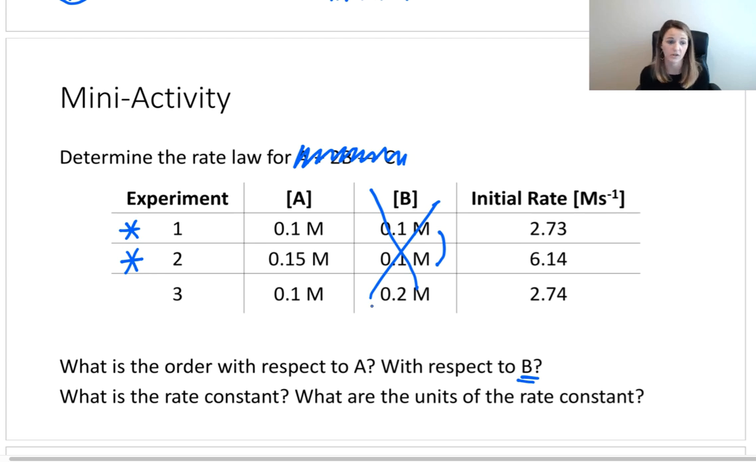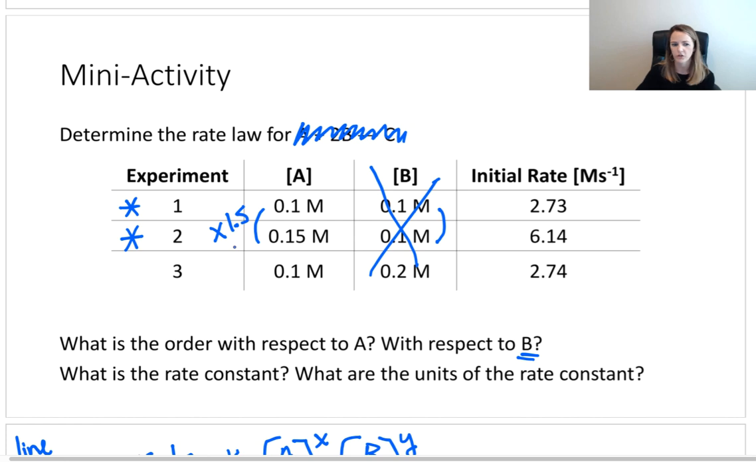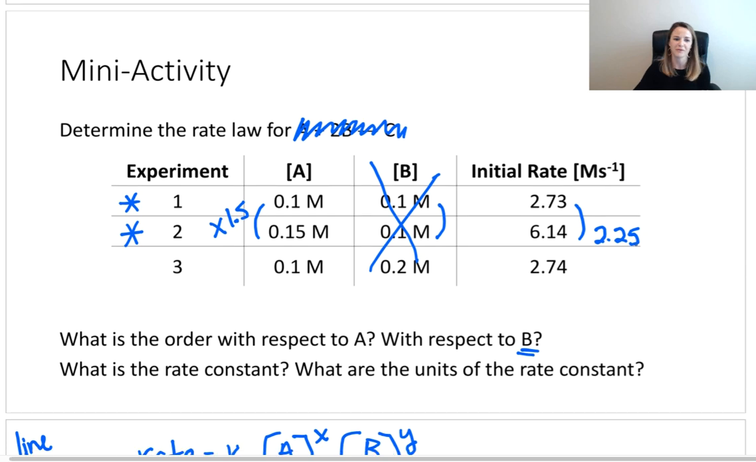That's what we just learned. So then what we need to do is figure out how the concentration of A affects the rate. We're going to see that as we go from experiment 1 to experiment 2, we actually multiplied by a factor of 1.5, which is kind of unique. Most of the time we double it or triple it, but whatever. And then what we see here is that our rate actually increased by a factor of 2.25, which again is a unique number, but if you're a math person, you probably see where this is going.